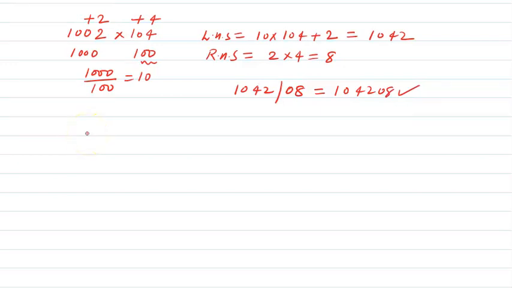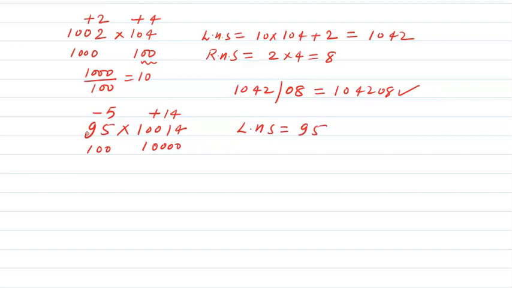Okay, so let us take another example, and this time I am multiplying 95 into 10,014, right? So this is +14 surplus, this is -5 deficit. This base is 10,000, this base is 100. How do you get the left hand side? You multiply the smaller number, that is 95, by the ratio. So 95, and the ratio here is 10,000 divided by 100, that is equal to 100. So you multiply this by 100, and then you add this +14 here. So the answer is 9514. That is the left hand side.